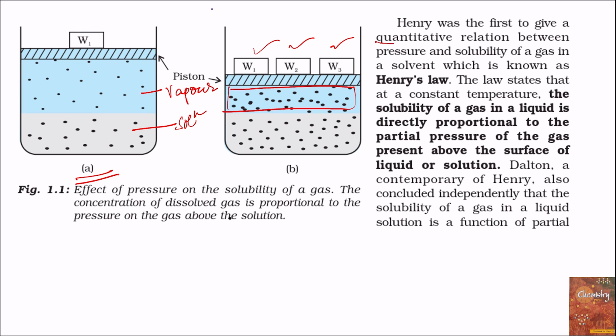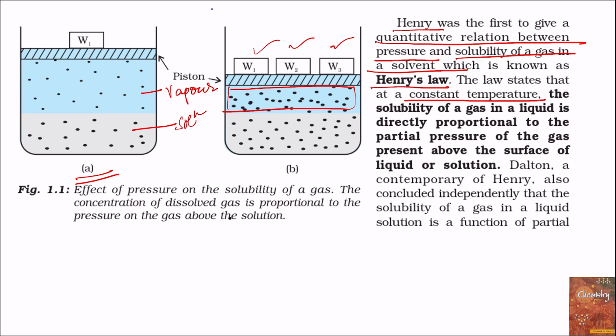Now a quantitative relation between pressure and solubility of gas in a solvent was given by Henry and it is known as Henry's law. Now what does this law state? The law states that at constant temperature, means temperature has to be constant. This is important because temperature also affects the solubility of the gas in a liquid. So if we want to show the effect of pressure on the solubility of a gas in liquid, we have to keep the temperature constant.